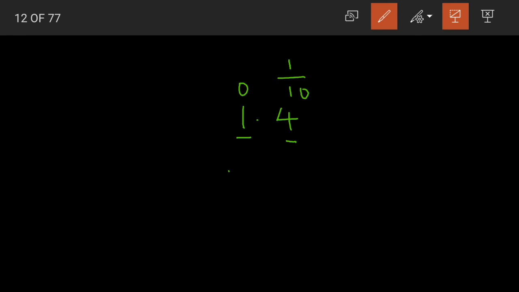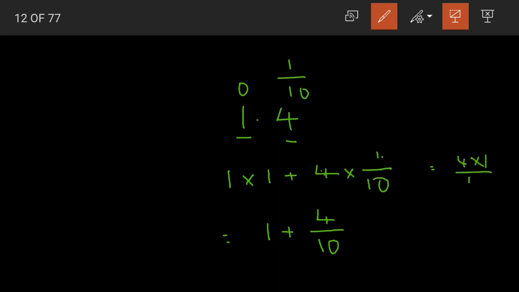Now if you are writing the expanded form, how will we write? 1 into 1 plus 4 into 1 by 10. It is nothing but 1 plus 4 by 10. Yes, we have learned about the multiplication of fractions and whole numbers. How will we multiply this? 4 into 1 divided by 10, that is nothing but 4 by 10. Now what did we conclude here? 1.4 is nothing but 1 plus 4 by 10. We have converted this decimal number into a whole number plus a proper fraction.